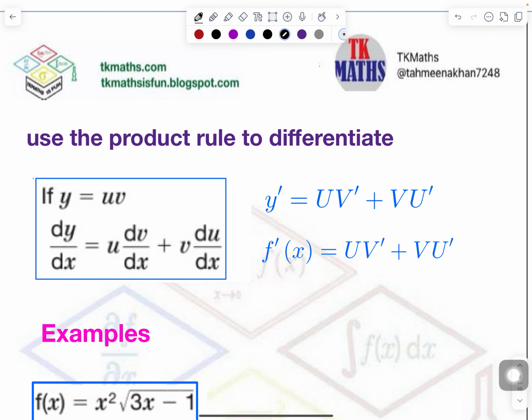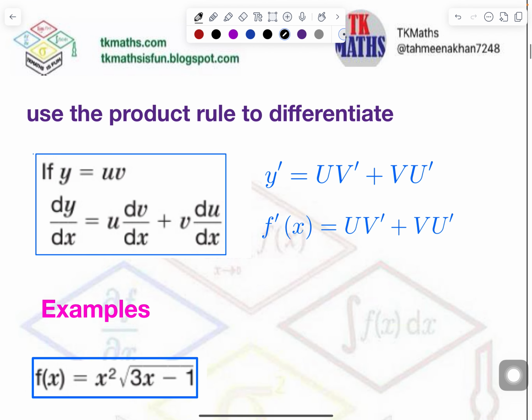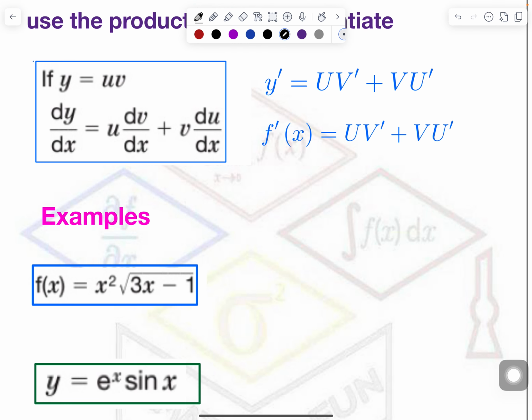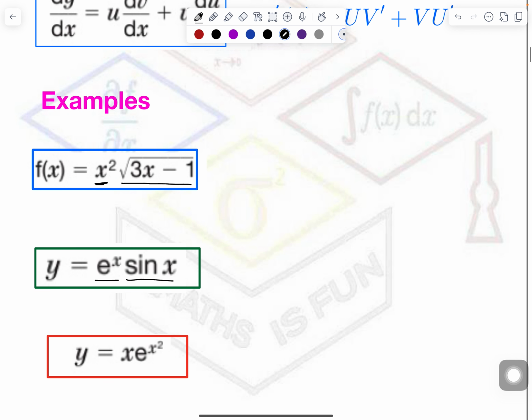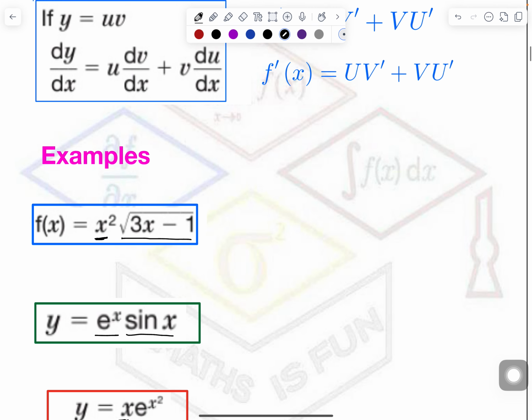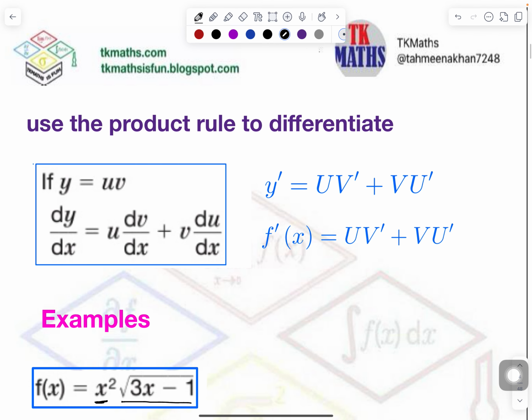Product rule is applied to functions which are multiplying with each other. So for example, two functions are multiplying. I have taken examples here for you to understand it better, because with letters at times it is not very clear. So you can see this algebraic function x square is multiplying by another algebraic function root 3x minus 1. So two functions are multiplying. Here exponential function is multiplying by trigonometric function. Here algebraic function is multiplying by exponential function. So these types of functions, how do we differentiate them? This is what we will learn here.